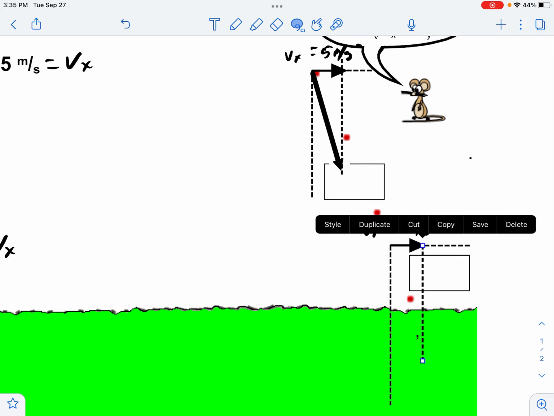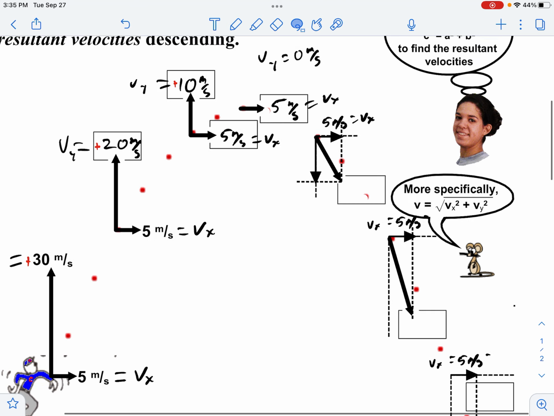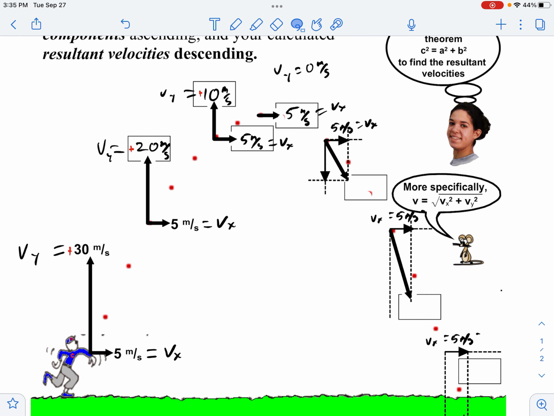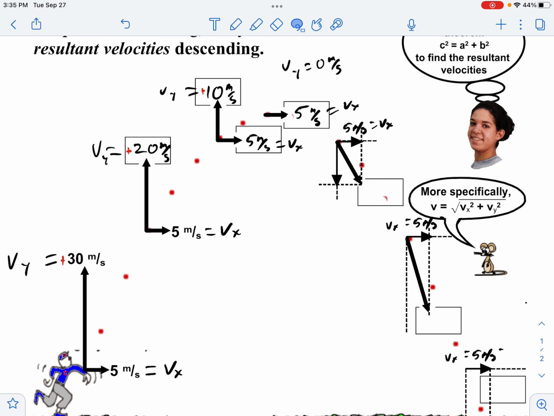So I've got the sideways part of my velocity over here. Now let's talk vertical. Sideways is easy, 5 meters per second the entire time. Vertically is a little trickier. On the way up, gravity has the effect of slowing us down. So quick review: plus 30, plus 20, plus 10, 0.